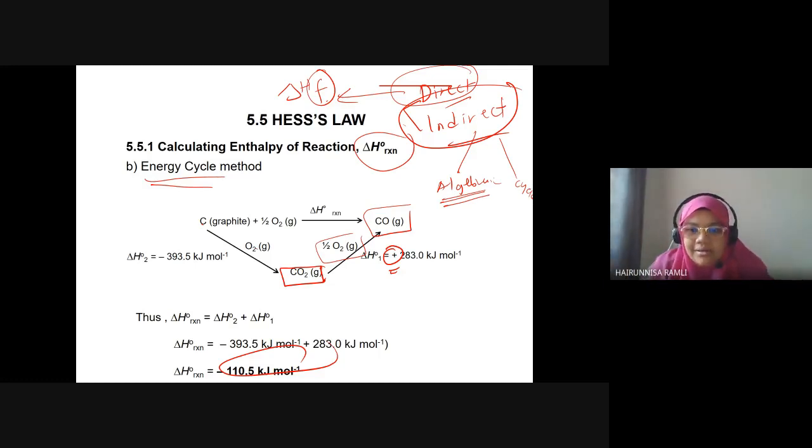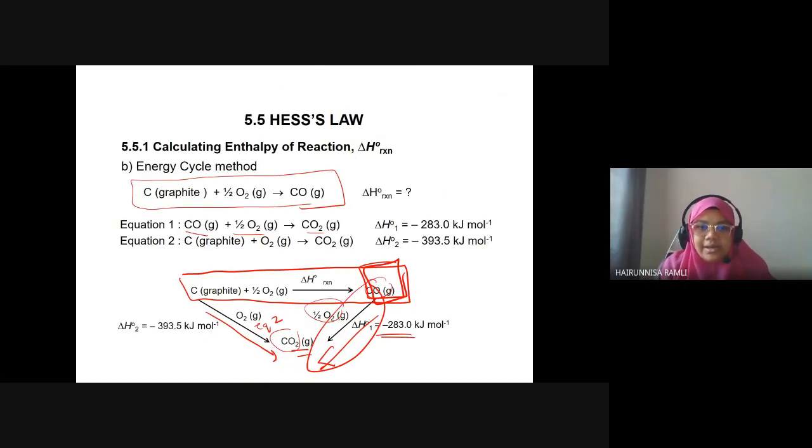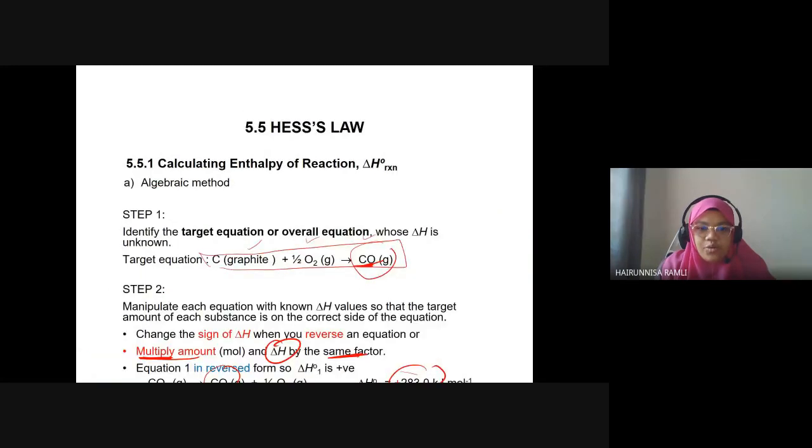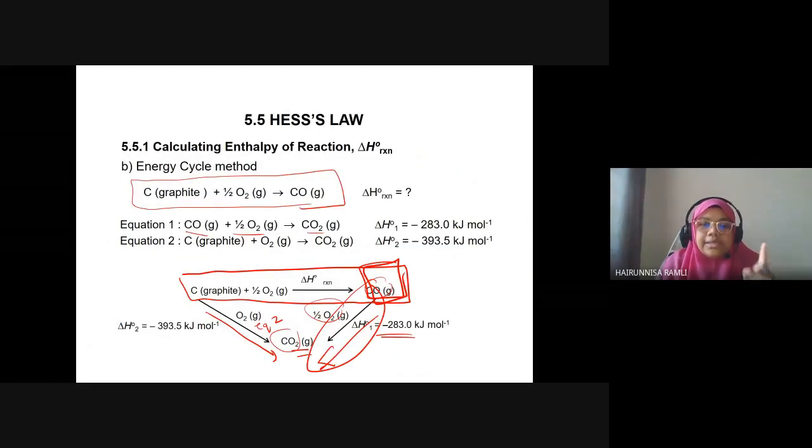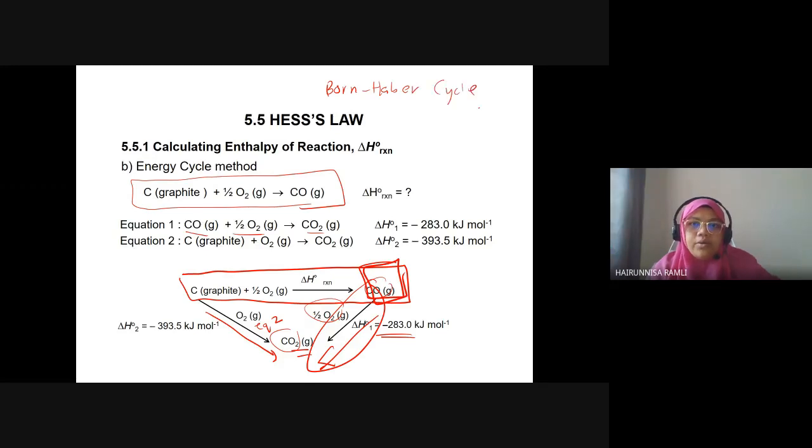Sebab at the end you akan ubah value, you reversekan the equation, sama juga macam algebraic method. So for me sama tapi dia terjemahkan dalam bentuk cycle, energy cycle. Okay, yang saya rasa you betul-betul kena faham cycle is lepas ni 5.6 bond Haber cycle. Ini memang you kena really master the cycle, construct the cycle. Okay, boleh eh? Saya tak berani nak cakap takkan ditanya macam tu kan.